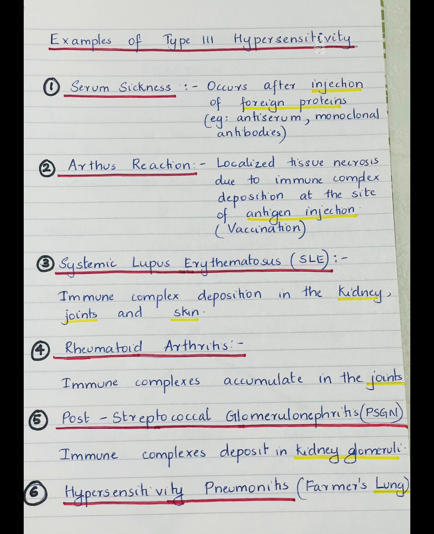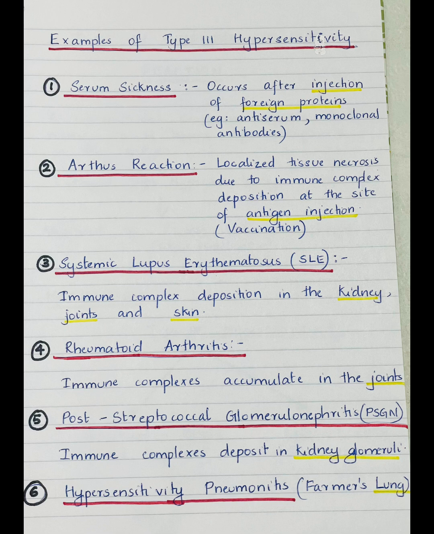Examples of type 3 hypersensitivity. Serum sickness. Serum sickness occurs after injection of foreign proteins, for example, anti-serum or monoclonal antibodies. It results in symptoms such as fever, rash, joint pain, and lymphadenopathy. Arthus reaction causes localized tissue necrosis due to immune complex deposition at the site of antigen injection. It is seen in case of some vaccine reactions and also in hypersensitivity pneumonitis.